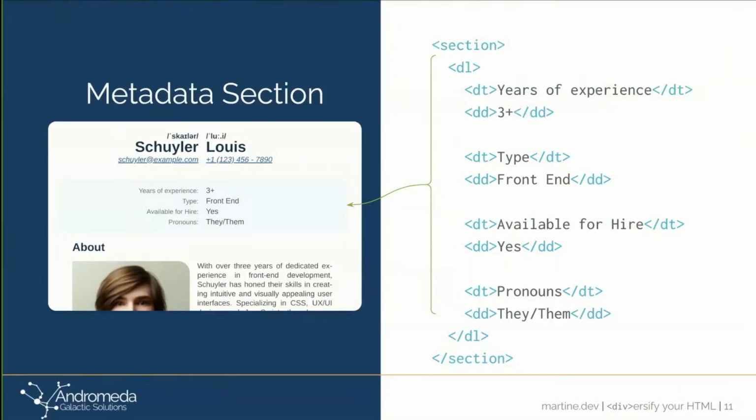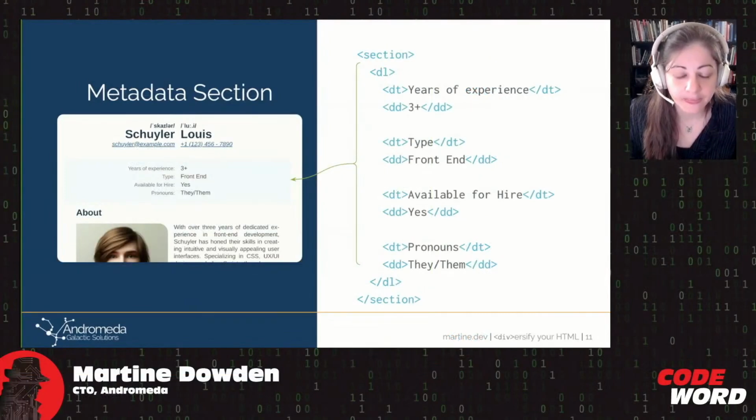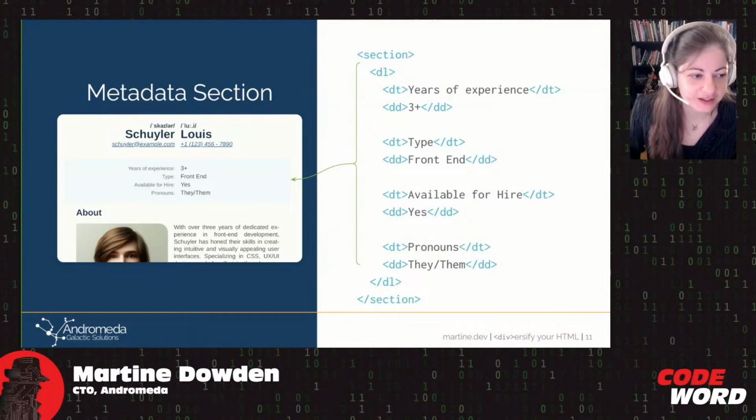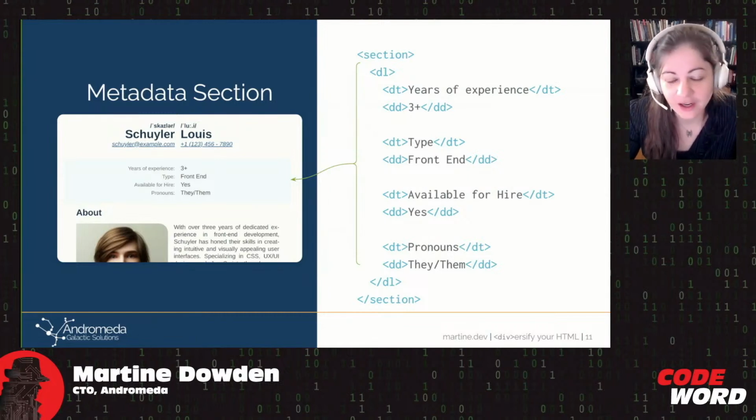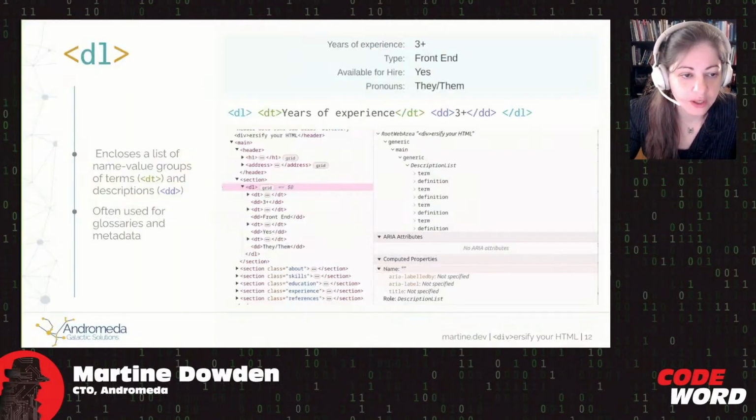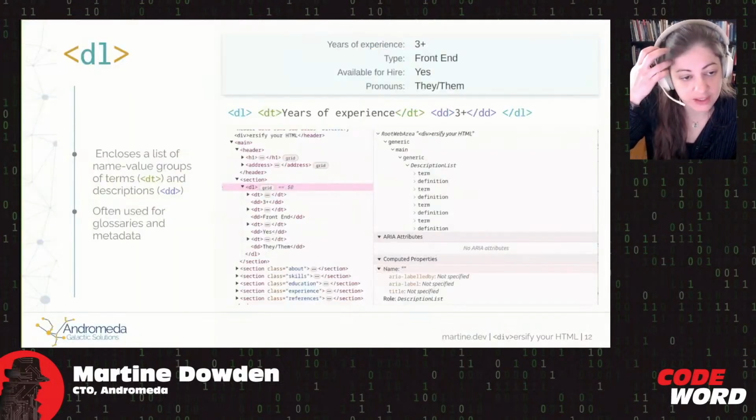Moving down to one of my favorite elements, actually, which is the definition list. Depending on where you look at it, it's sometimes called a description list, sometimes a definition list, depending on the documentation that you read, which is kind of interesting. That one allows you to create lists of things.